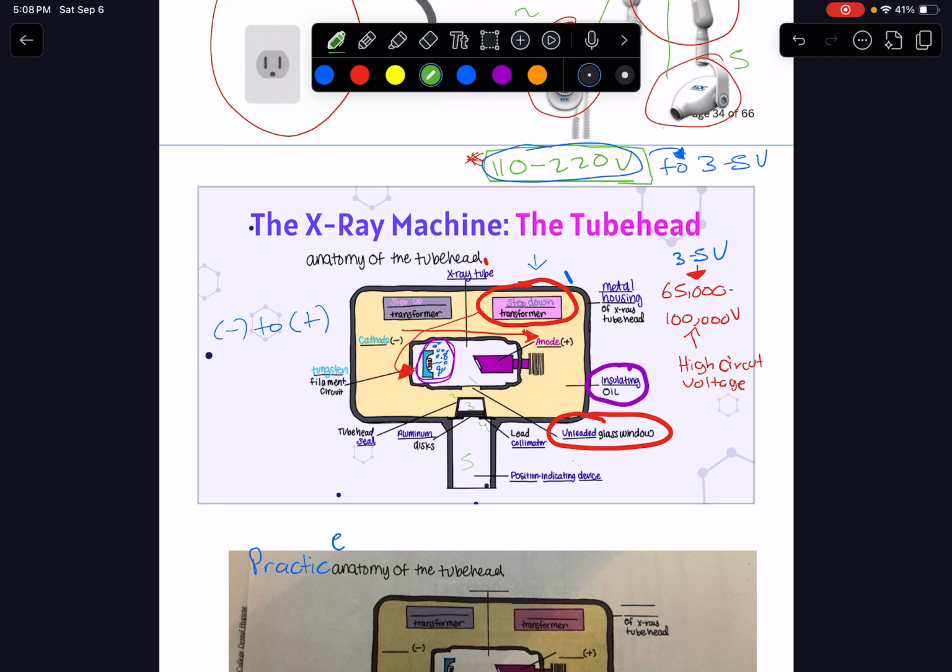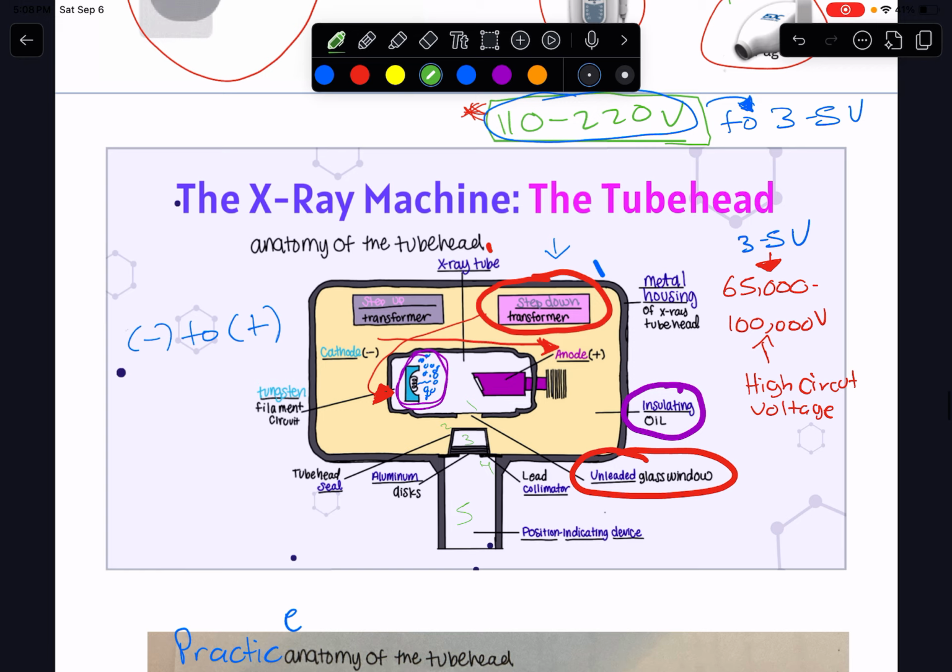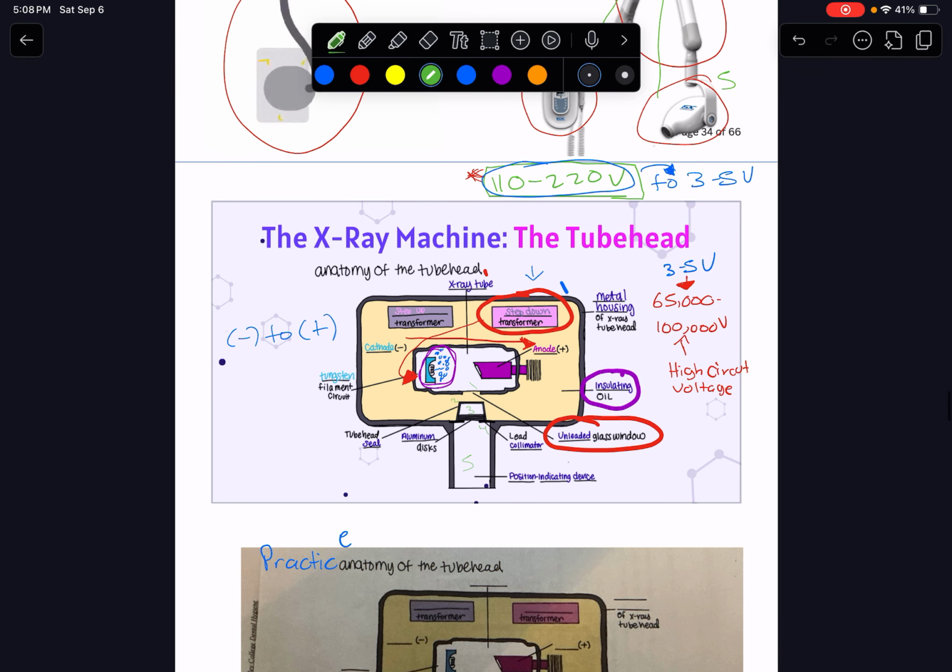From the step-down transformer, it's going to go to the tungsten filament circuit. This is the high or low voltage. We're still in low voltage because we're at 3 to 5. That 3 to 5 is enough to heat that coil up, and electrons start to cloud over. After the electrons are clouding over, we're now waiting for the high voltage.